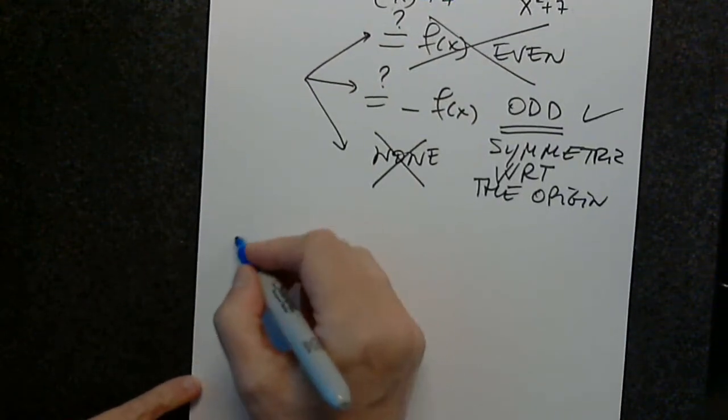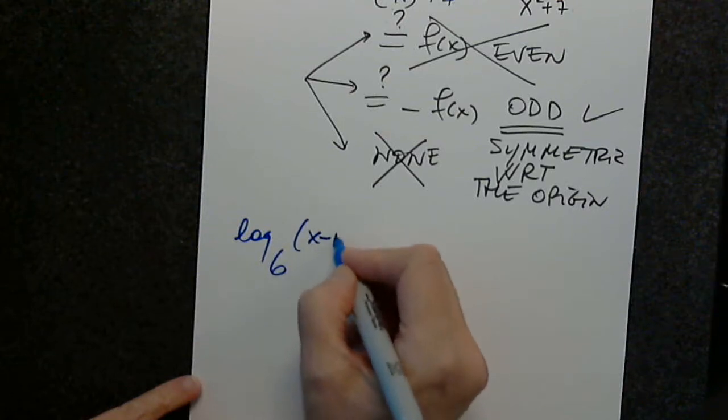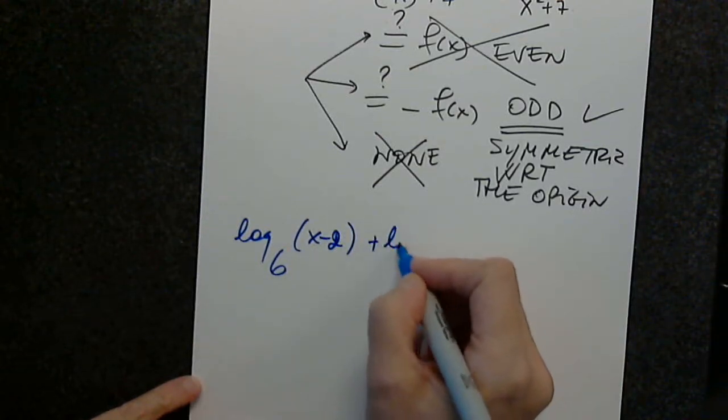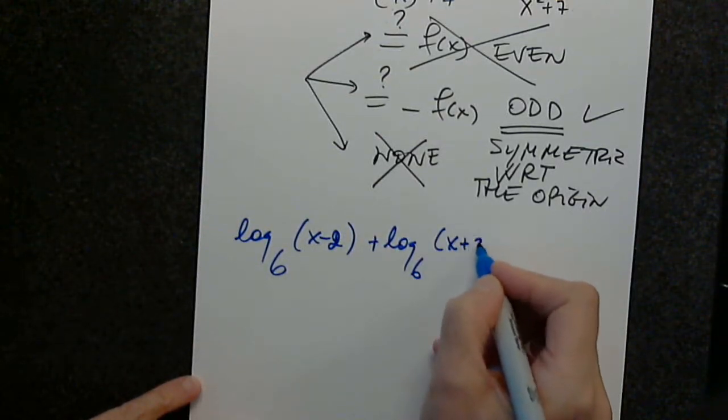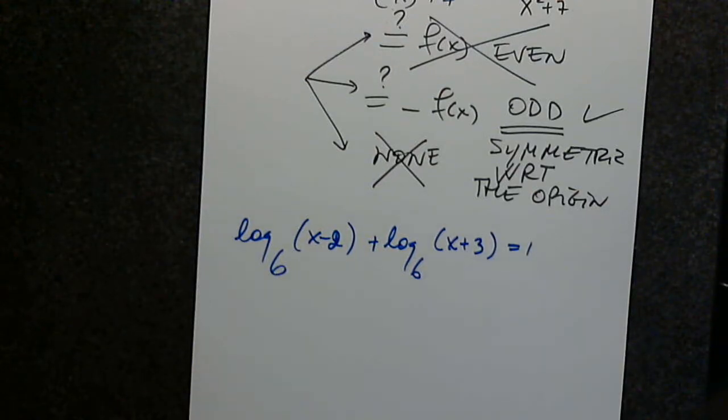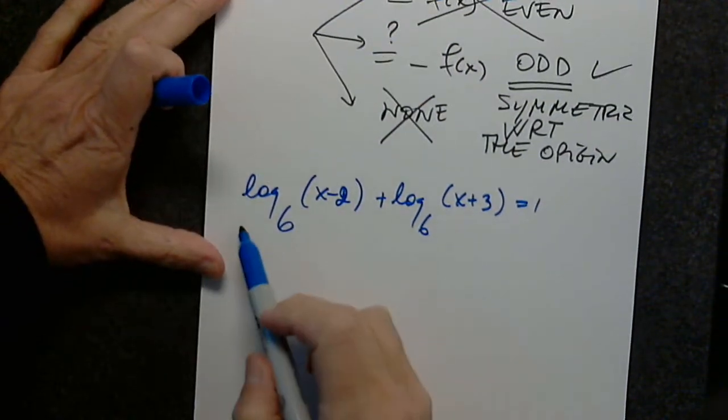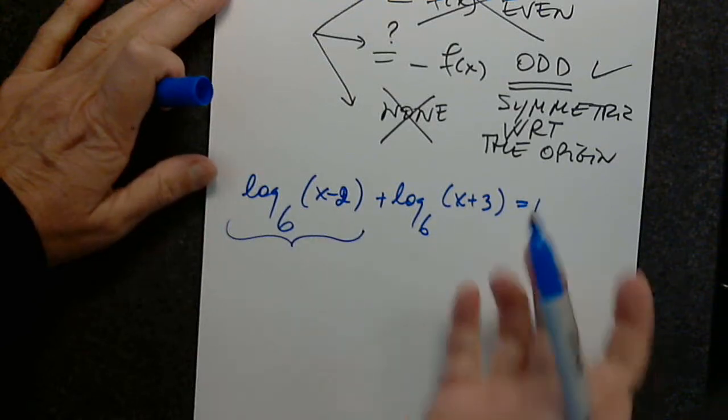Okay, the next one is log base 6 of x minus 2 plus log base 6 of x plus 3 equals 1. They're asking us to solve for x. First of all, what type of equation is this? Of course, it's a log equation. Okay, what is the restriction for this to exist?